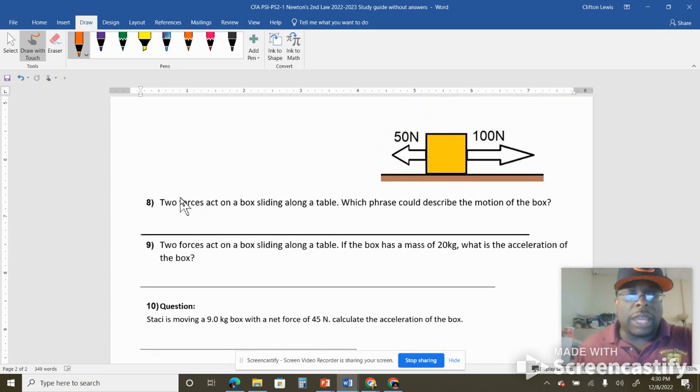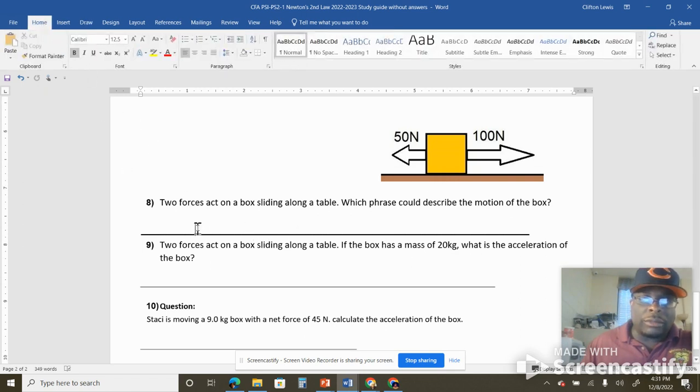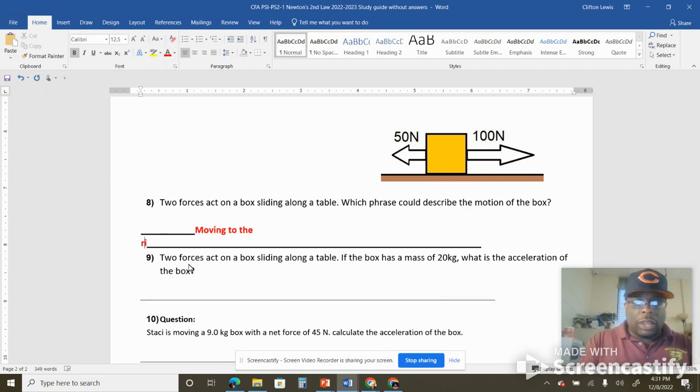All right, so we got two forces acting on the box sliding across the table. Which phrase could describe the motion of the box? So I got a force pushing hard to the right. This force of 50 is slowing it down, so friction probably from the box and the table. If I had to sum that up and write it out, I'd say moving to the right and speeding up. That's what's happening. Move to the right and it's speeding up.